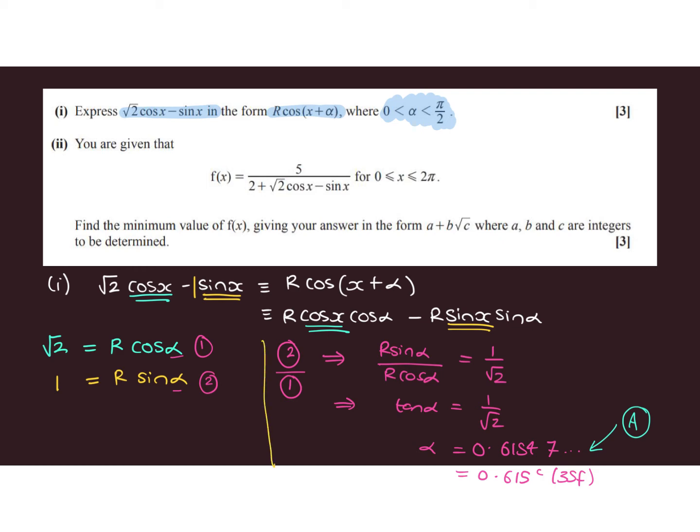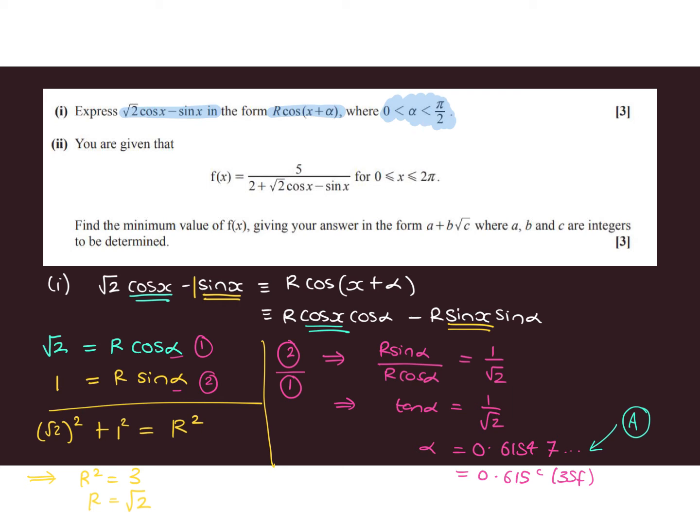The other way to find r is, of course, to use the fact that if you square these results, they will add up to give you r squared. So root 2 squared plus 1 squared will equal r squared cos squared alpha plus r squared sine squared alpha, which is just, of course, r squared because cos squared alpha plus sine squared alpha equals 1. So this tells us that r squared is equal to 3, so r is equal to root 3.